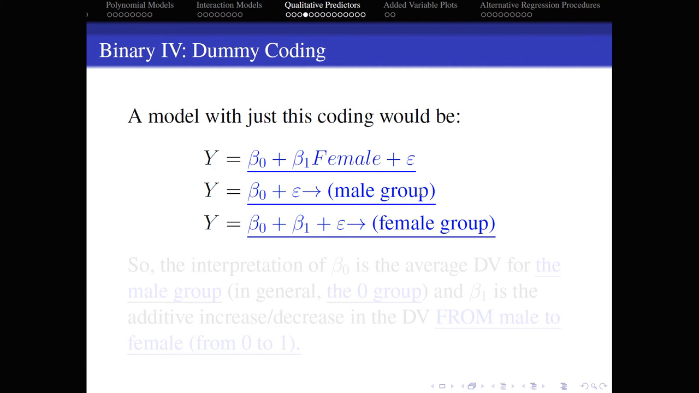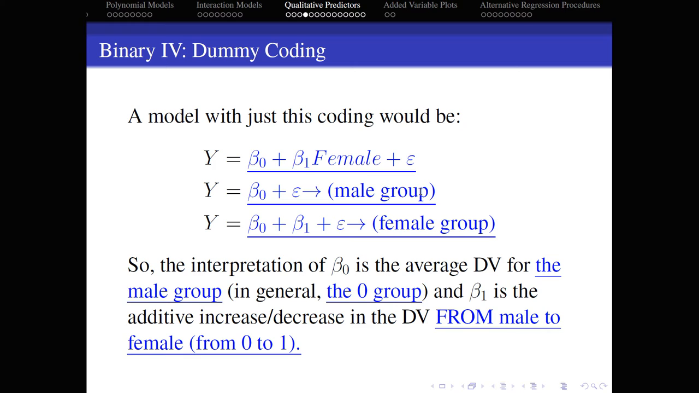Beta 0 is the male group, so the interpretation of beta 0 is the average of the outcome for the male group, or more generally, whatever the coded factor 0 level is. And beta 1, now this is very important, beta 1 is not the average of the female group, it's the average of the male plus beta 1. So beta 1 actually represents how much higher or lower the female group is than the male group. So beta 1 is the increase or decrease in the dependent variable from the beta 0 level, which in our case is the male.